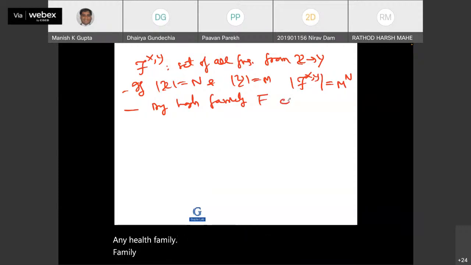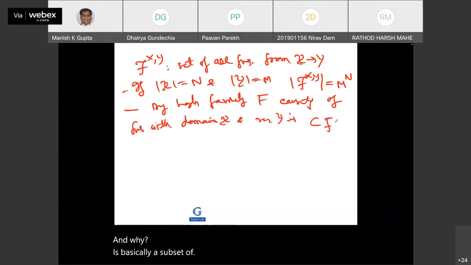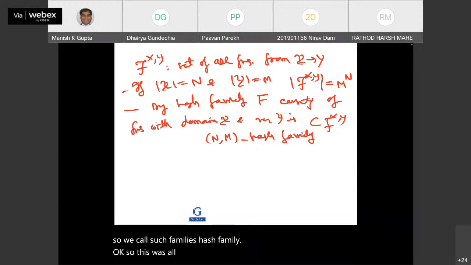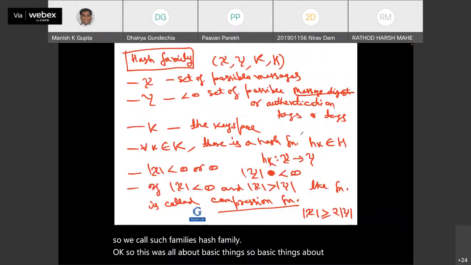Any hash family F consisting of functions with domain X and range in Y is basically a subset of F(X,Y). So we call such families (n,m) hash families. Okay, so this was all about basic things about hash functions and hash families.